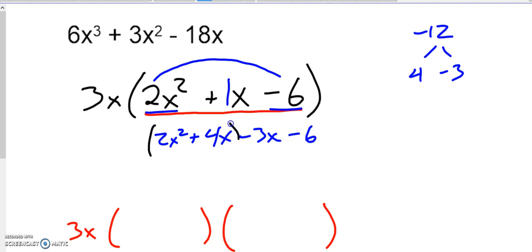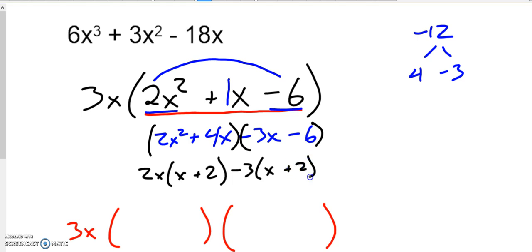So this is the direct route. Again, you can always go guess and check, which would be fine. So out of the first one, I can take a 2x out, and I'm left with x plus 2. And out of the second one, I can divide out a -3, and we're left with x plus 2. So we do have a common factor of x plus 2.